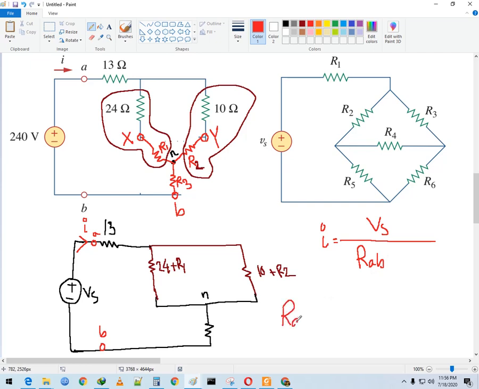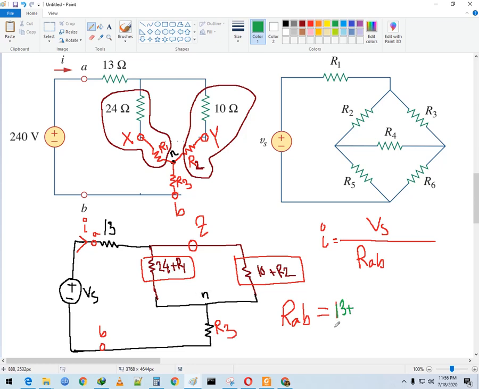So what is this RAB? See that 13 and these two elements are in parallel. We didn't name this node, so let's call it a Z node. In between this Z node and N node, we have 10 plus R2 and 24 plus R1. These two resistors are in parallel, so we can make them one. This one resistor will be in series with 13 and in series with this R3.